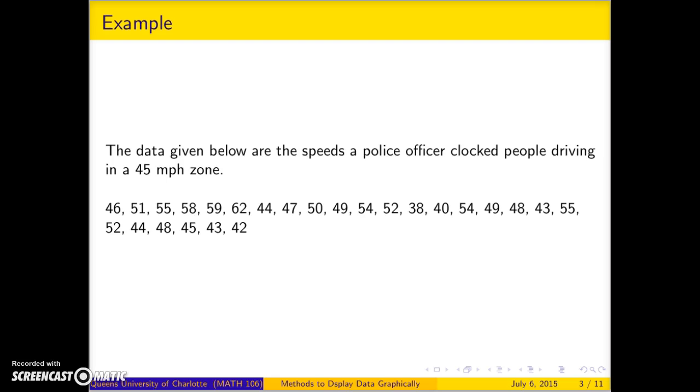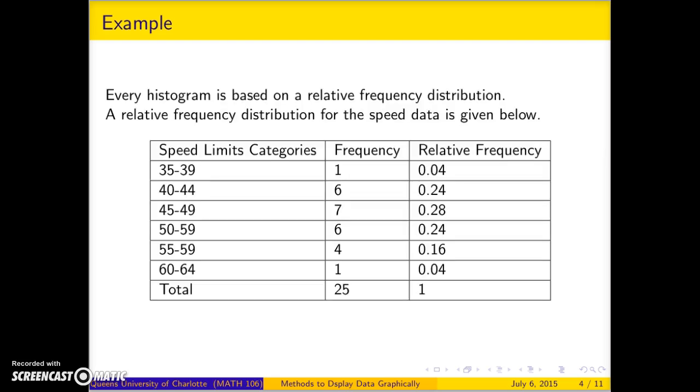All right, so let's look at this example here. Suppose we have speeds of people driving in a 45 mile per hour zone. And these are the speeds that the police officer clocked. So what we first want is the relative frequency distribution. So we want first to create a table that looks like this, where we divide the data up into categories such as 35 to 39, 40 to 44, etc.